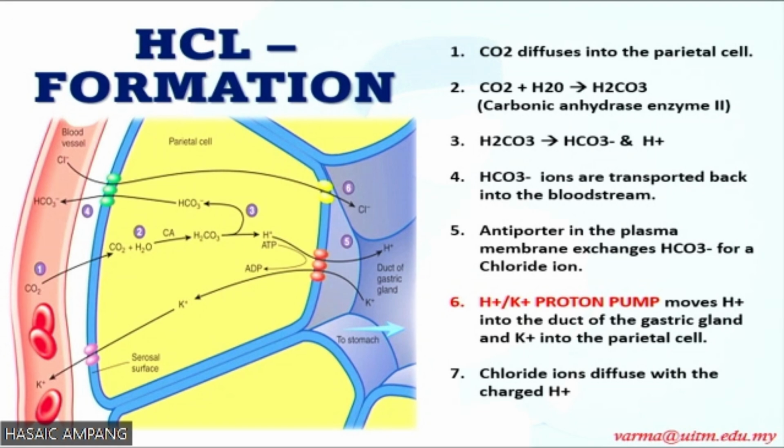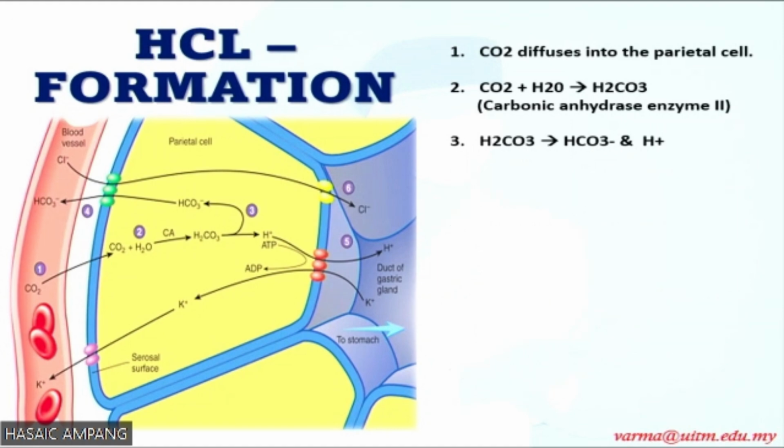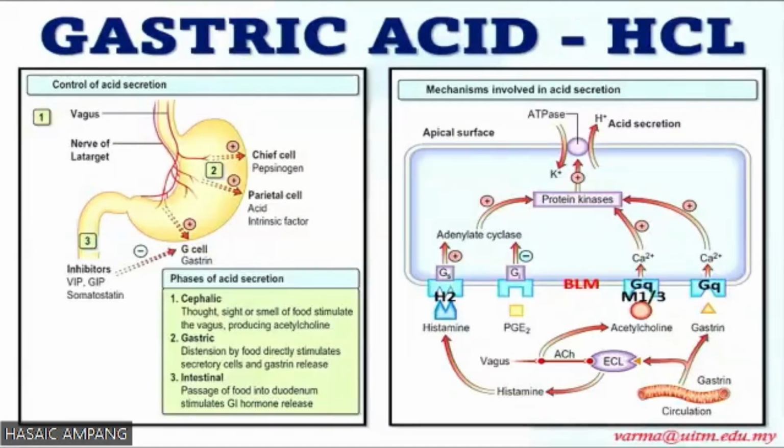Which one is better, H2 blocker or proton pump? Why? The proton pump inhibitor is inhibiting the final pathway. Whereas if you give your histamine blocker, it's only going to inhibit here, right? All these others are not inhibited. They have other stimuli to produce the hydrochloric acid.